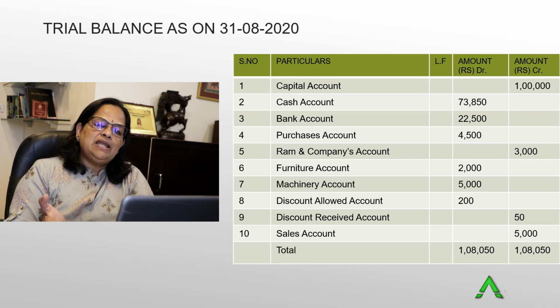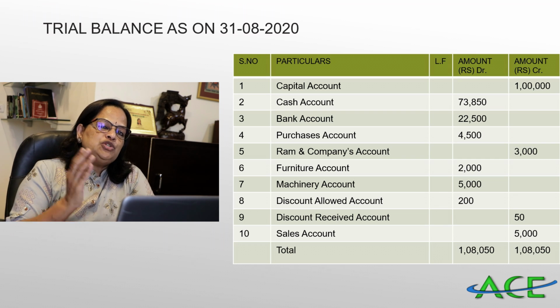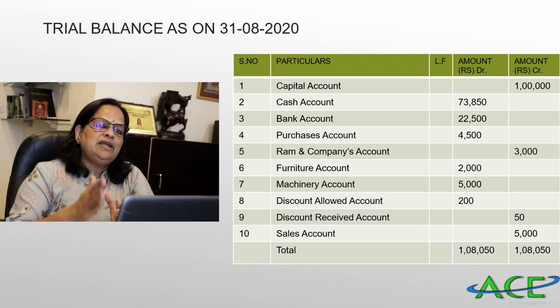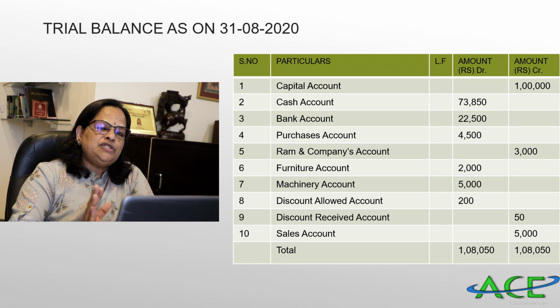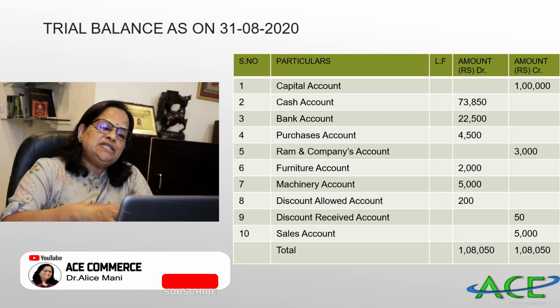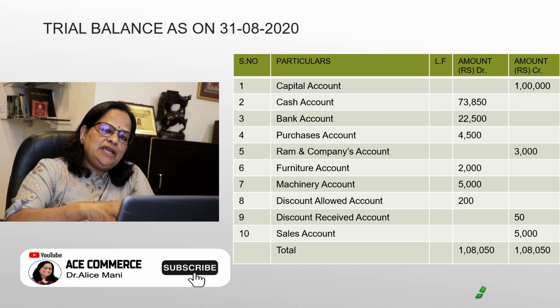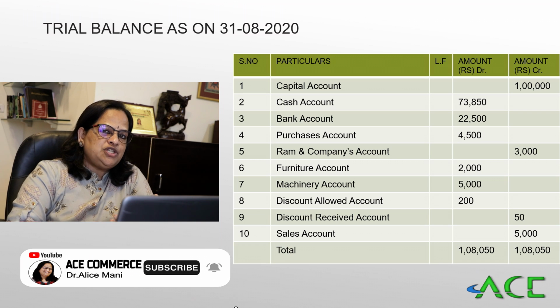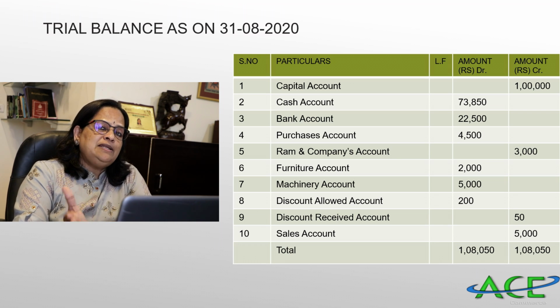So the total of the trial balance is 1,08,050. 1,08,050. So the trial balance debit side should be equal to credit side. Then you can verify that the accounting procedure you have followed is correct. This is very important, to tally the trial balance, because the trial balance is the basic document for preparing the trading and profit and loss account and balance sheet. So it's very important to tally the trial balance.